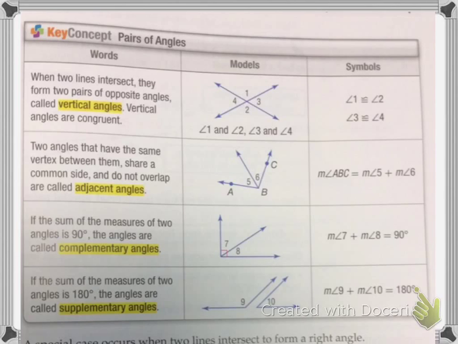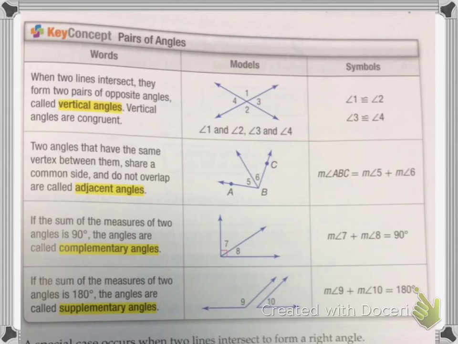Adjacent angles are angles that are right next to each other, but they don't overlap each other. So they don't go over each other in any way. In this example, the measure of angle ABC, the whole thing, is equal to the measure of angle 6 plus the measure of angle 5.